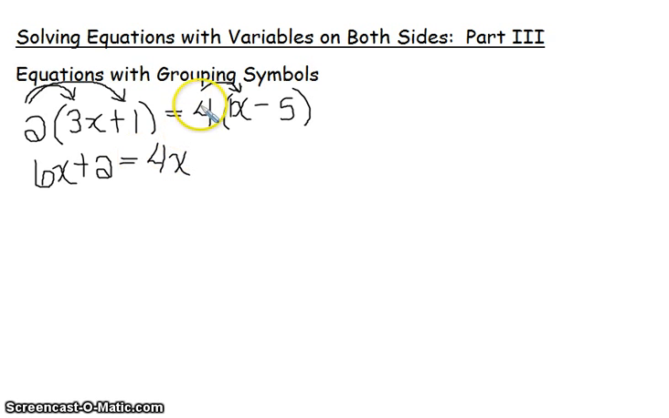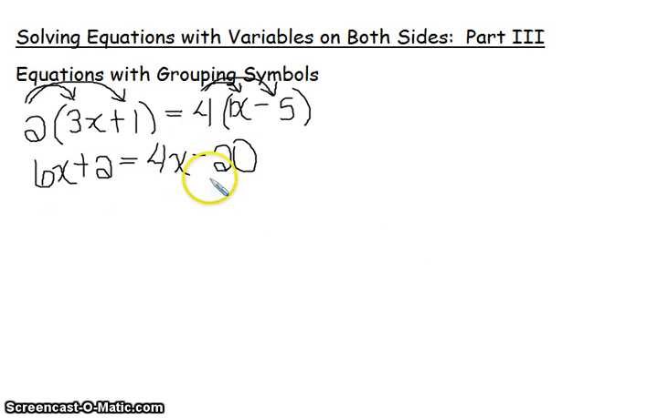And then again, please don't forget, you've got that last one there. We've got 4 times, and this time we have negative 5. So be careful. 4 times negative 5 will leave us with negative 20. And again, we are done with the right-hand side. We remove the parentheses using the distributive property.